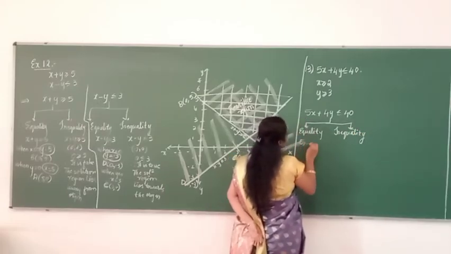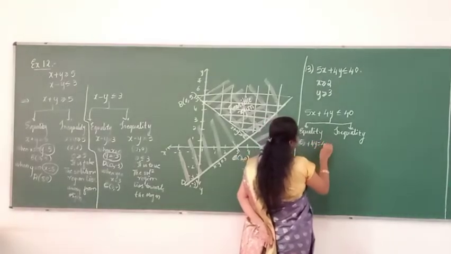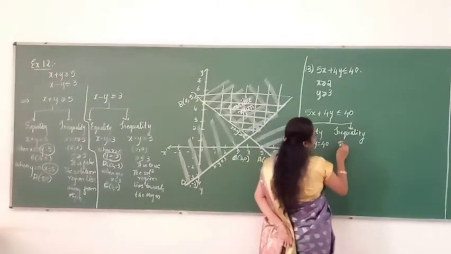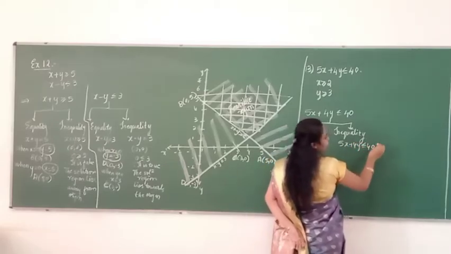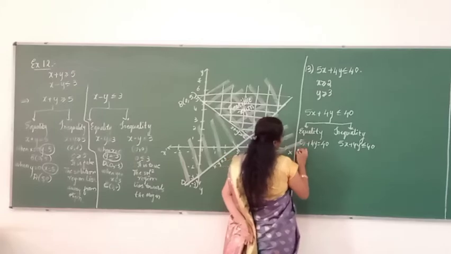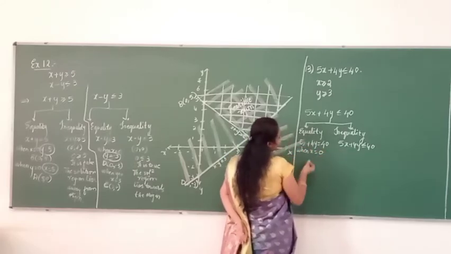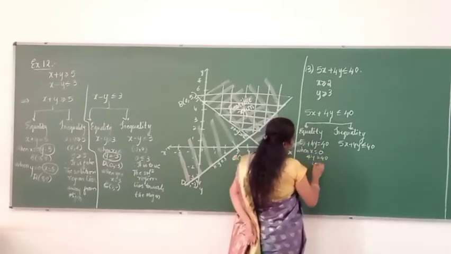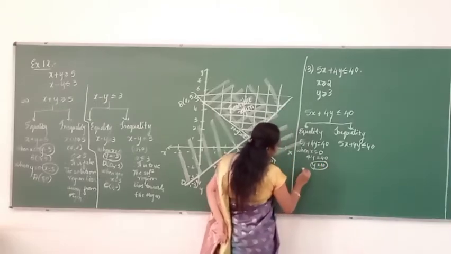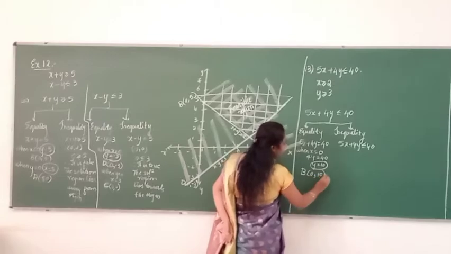So 5x plus 4y is equal to 40. 5x plus 4y is less than or equal to 40. So when x is equal to 0, what are we getting? 4y is equal to 40, where y is equal to 10. Okay, so here the b coordinate is nothing but 0, 10.